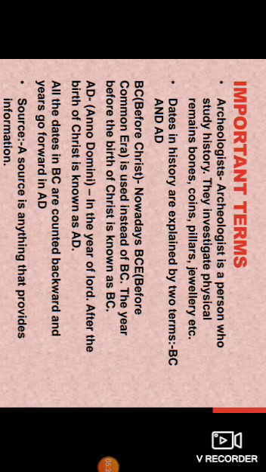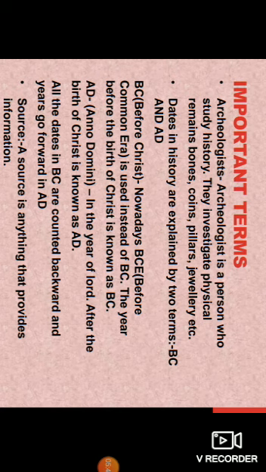See this chart. This is a timeline chart of AD and BC. As you can see, AD is forward counting: 99, 100, 199, 200, 299. But BC is backward counting: 199, 100, 99. So AD is forward and BC is backward. BC is counted backward and AD is counted forward.